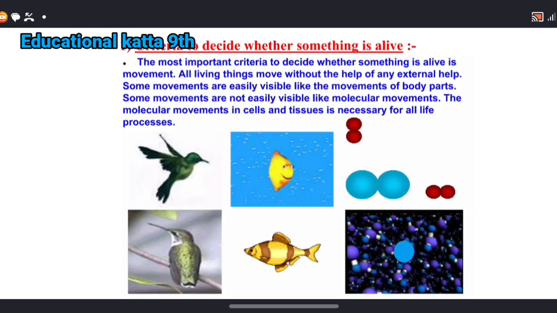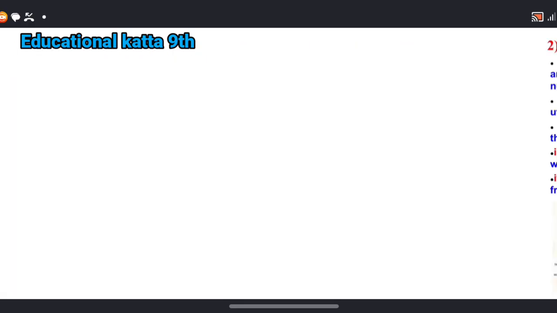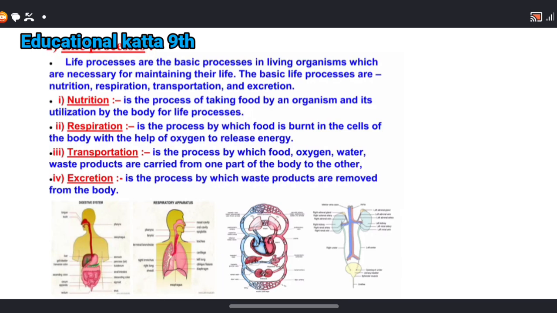Okay, let's move to the next slide. Life processes, as I told, what is meant by life processes: the basic processes in living organisms which are necessary for maintaining their life. The basic life processes are nutrition, respiration, transportation and excretion. We are going to discuss these four processes in very detail. Nutrition is one chapter, like transportation, respiration and excretion.